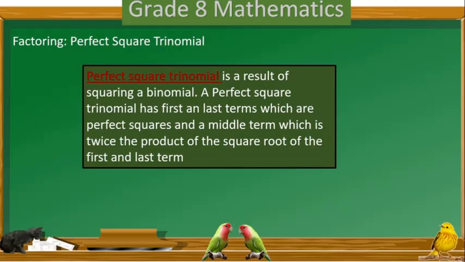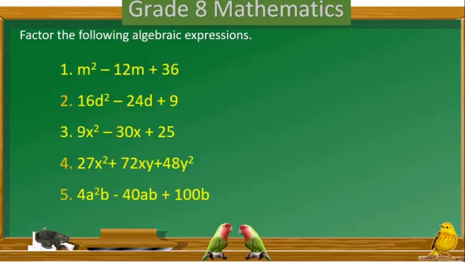The perfect square trinomial is a result of squaring a binomial. A perfect square trinomial has a first and last term which are perfect squares, and a middle term which is twice the product of the square root of the first and last term. Okay, to understand this one, let us take these examples.